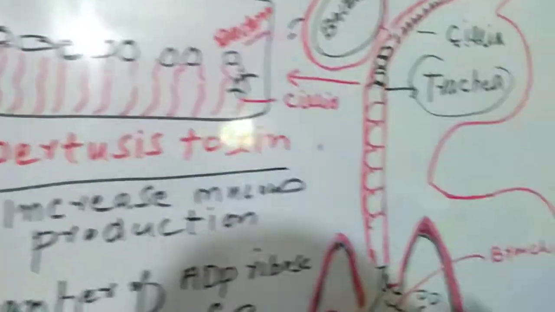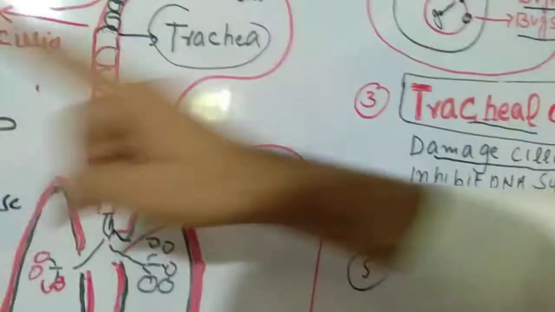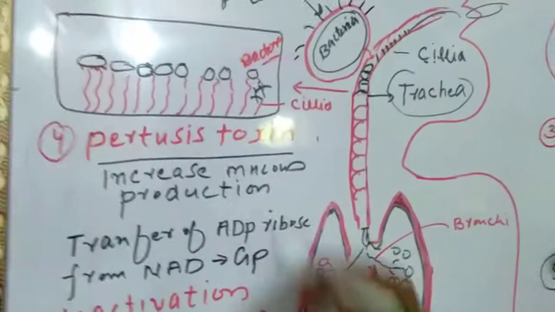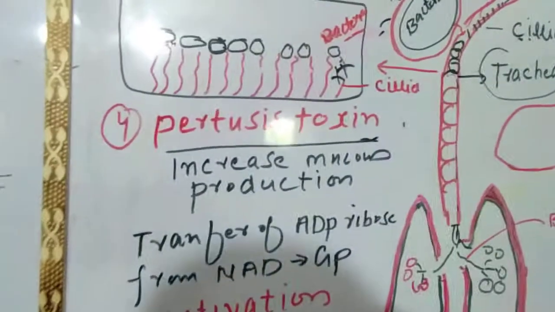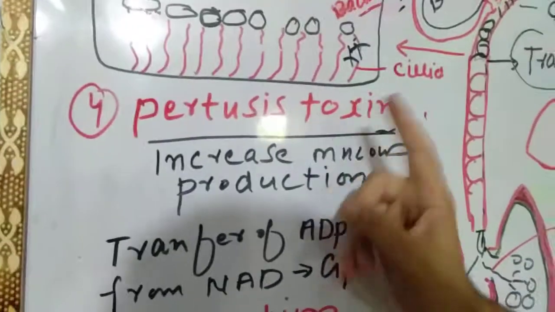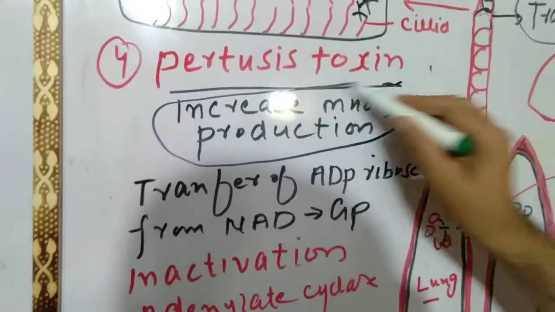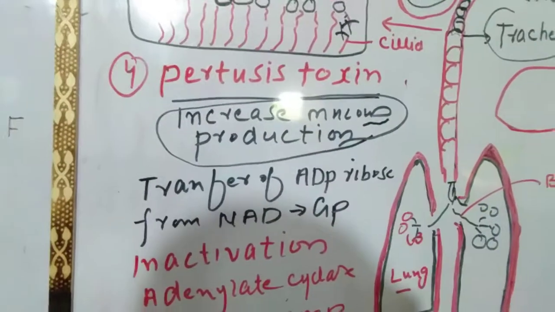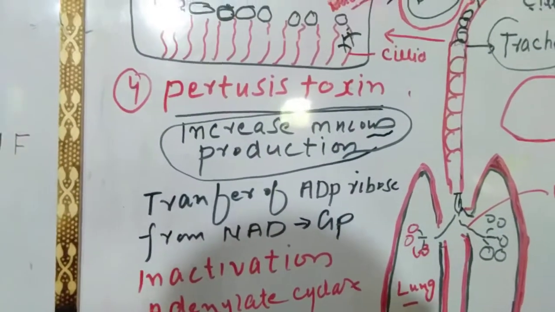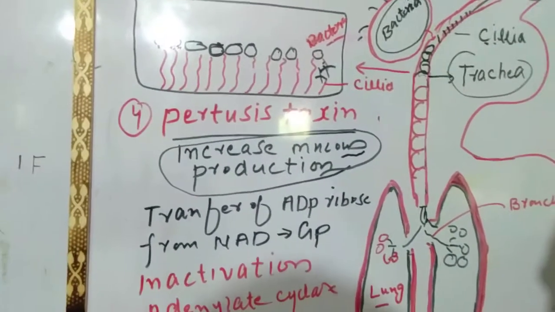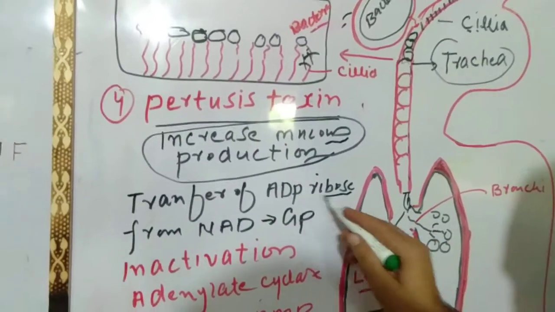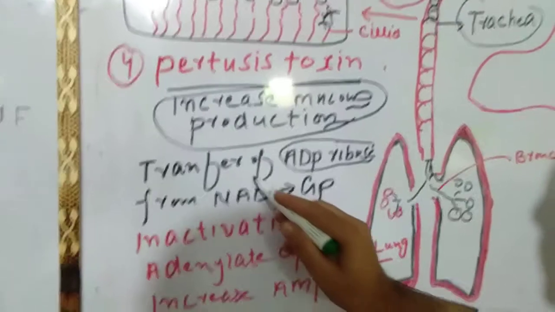The other toxin, an exotoxin, is pertussis toxin. What does this pertussis toxin do? It increases the mucus production. How does it increase the mucus production? Actually it transfers ADP ribose from NAD.